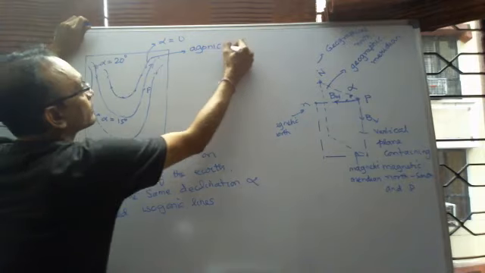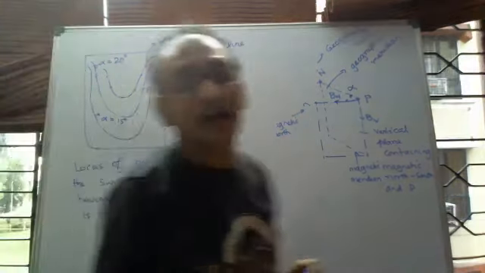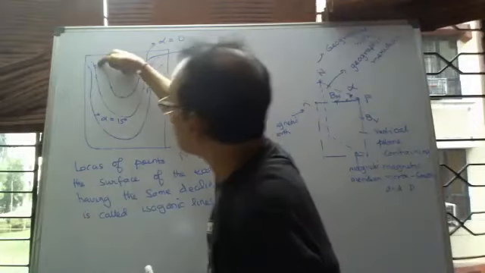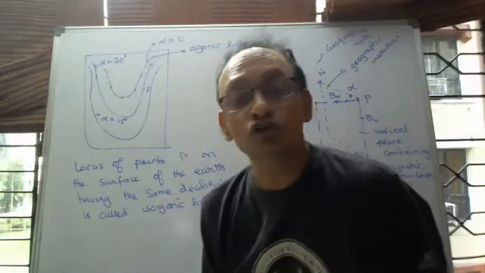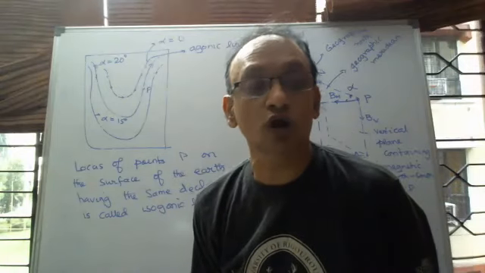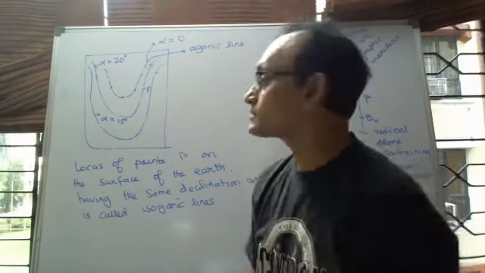Agonic line, where alpha is 0, amongst the isogonic lines. Amongst the isogonic lines, there is a line which is the locus of points where alpha becomes 0. Such a line is called an agonic line, right?